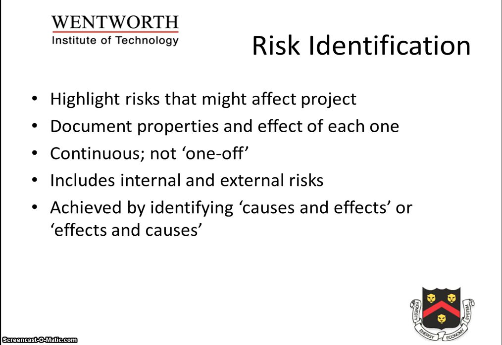It also should include both internal risks, which are activities that can be controlled or influenced by the project team, such as cost estimation, and external risks, which are beyond the project team's control, such as business laws or government actions. Risk identification could be achieved by either identifying causes and effects, which are events likely to occur and what will be the result, or effects and causes, the outcomes to be avoided or appreciated, and the method of occurrence.